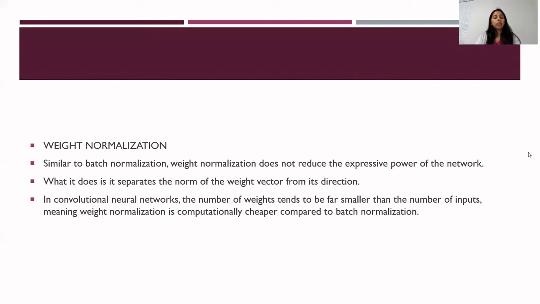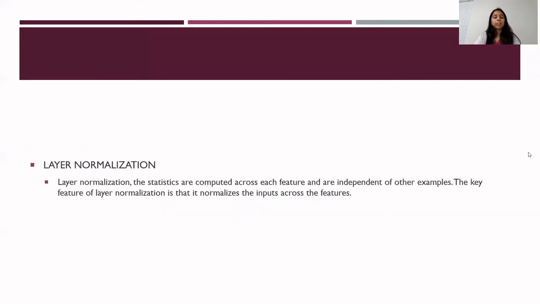In this normalization method, it separates the norm of the weight vector from its direction. The normalization occurs with the weights of the layers. In this method, the number of weights tends to be far smaller than the number of inputs, so the computation is cheaper compared to batch normalization. The third method is layer normalization. In this method, the entire layer is normalized during the training process.